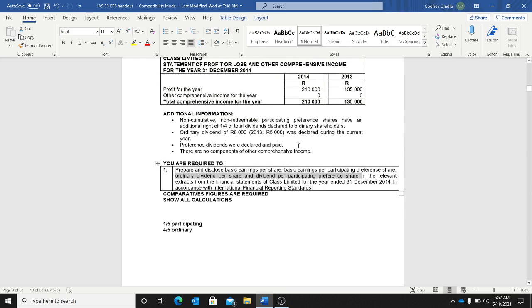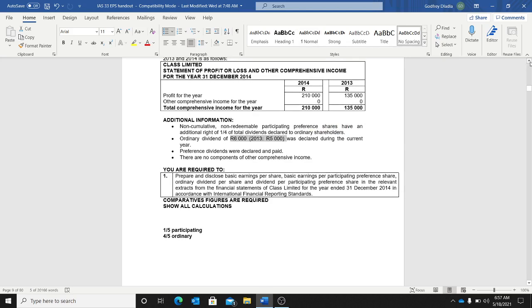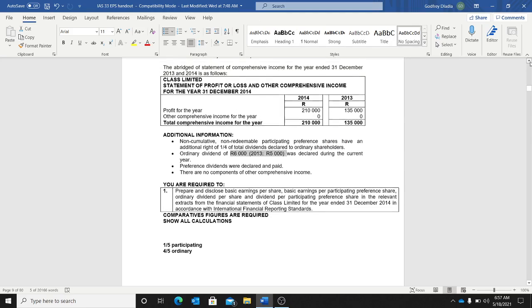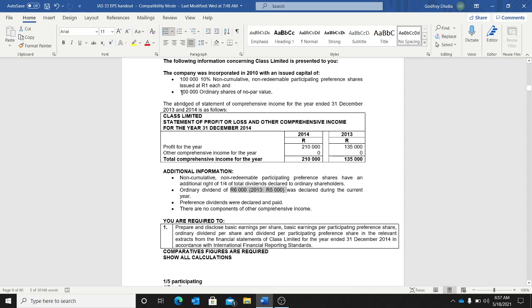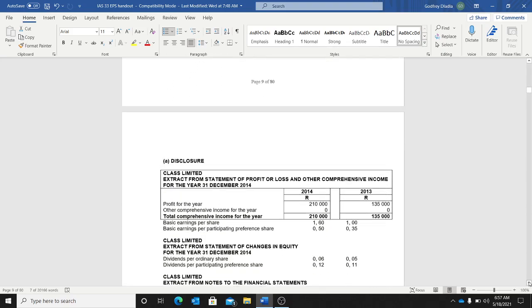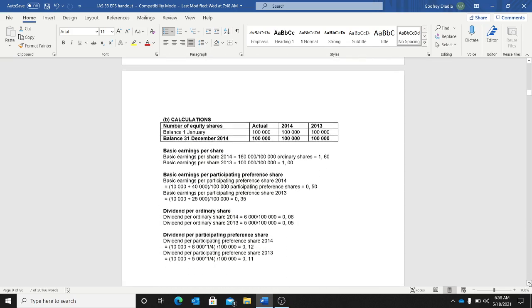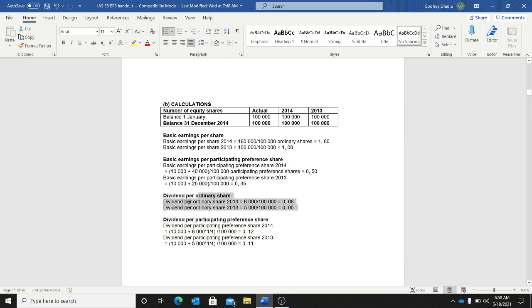Obviously, when it comes to ordinary, you'll go for these two first, and then you divide by the actual, because now you're dealing with ordinary dividends here. Ordinary dividends per share, you use actual number of shares. Obviously, the number of shares have not changed. They've been 100 all along. Here it is, the calculation here, using the actual number of shares. 6,000 divided by 100,000, 5,000 divided by 100,000, they give you that.